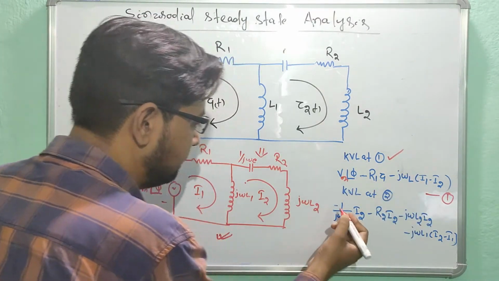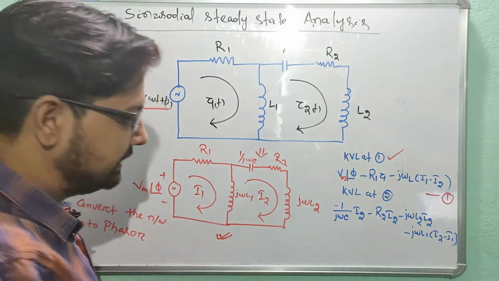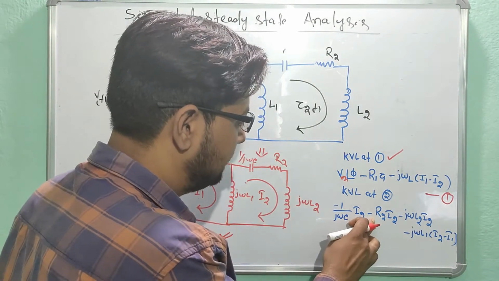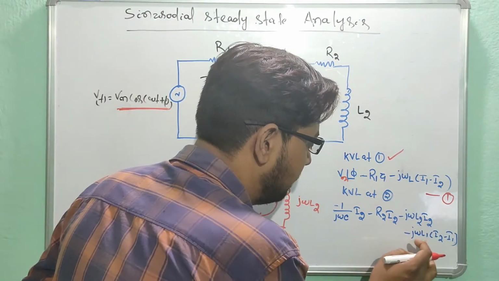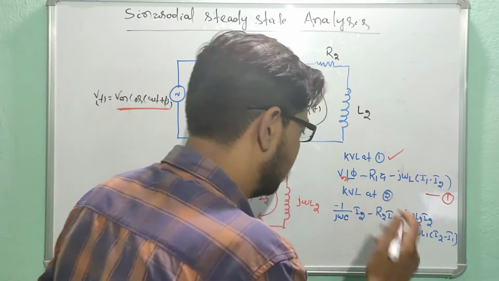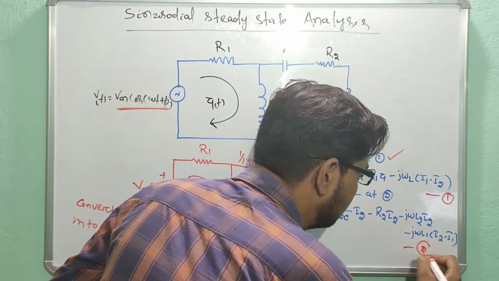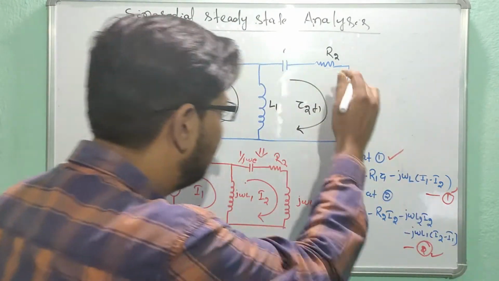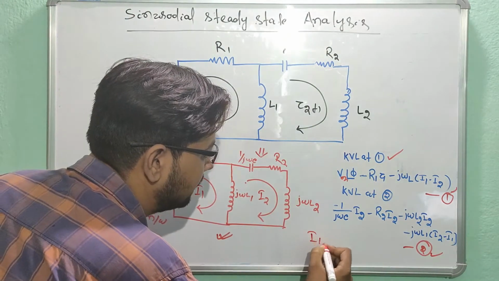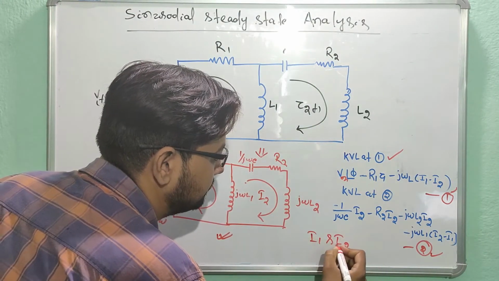Again you have to apply the KVL in loop 2. What is my KVL at loop 2? Minus 1 by j omega C I2 minus R2 I2 minus j omega L2 I2 minus j omega L1 (I2 minus I1). This is my equation 2. For solving equations 1 and 2, you have to find out the values of I1 and I2.